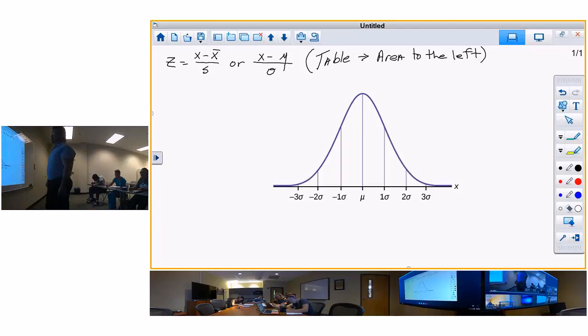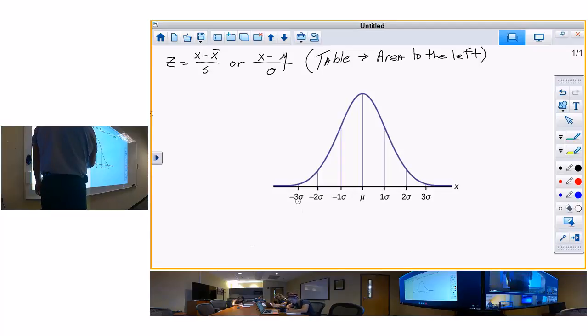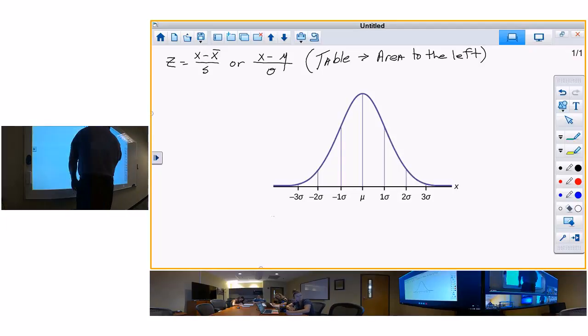Now, Z gives you basically these numbers down here, except you can take off the standard deviation part and just say negative 1, negative 2, negative 3, positive 1, positive 2, positive 3, and that's 0.